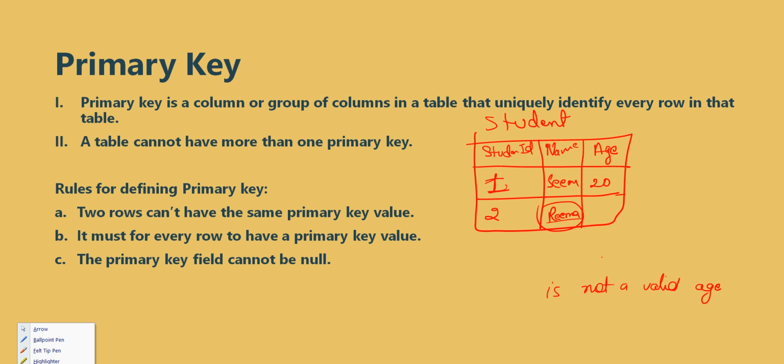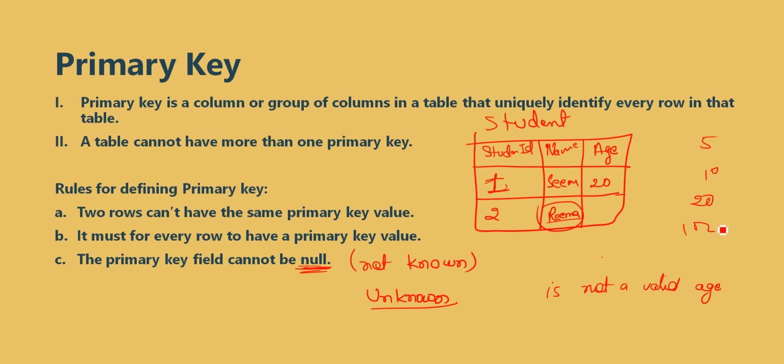So in this case, the null value came into the picture. Null means not none, or you can say unknown. I don't know anything. Null represents that. For Reema, I don't know her age. She can be 20, 10, 5, or 100. I don't know anything about her age. So I'll store null here. Null means unknown, totally unknown for me.